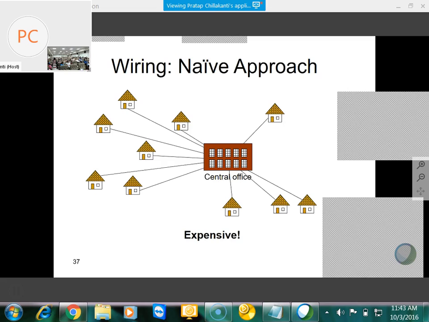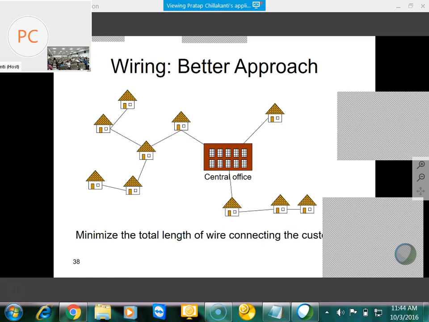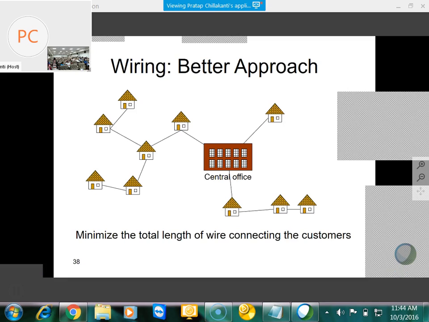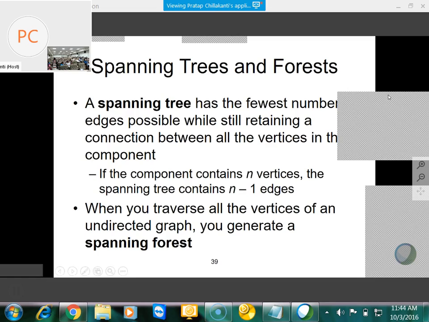By using the concept of spanning trees and shortest paths, we can minimize the total length of the wire connecting the customers. Much less wire is used here, instead of dedicated lines. Now, how do we come up with these types of architectures? That's where graph theory and spanning trees come into play, while still retaining a connection between all the vertices in the component.